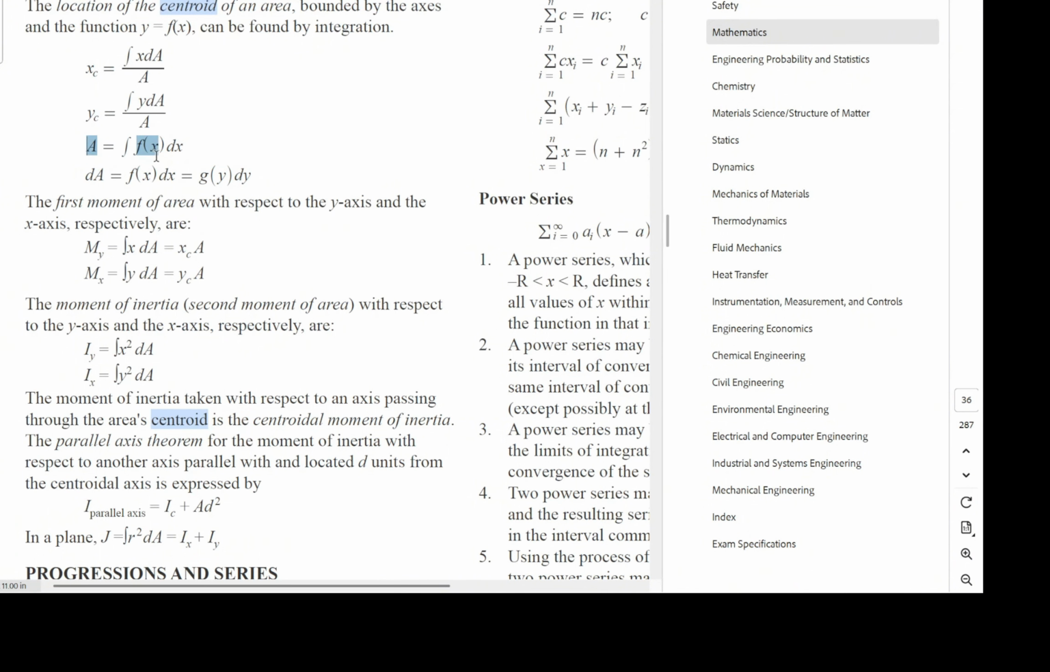Also, the formula of area: A is equal to the integral of f of x dx. In our particular scenario, it's a shaded area between two curves, a line and a curve. In that case, it will be f of x1 minus f of x2. It will basically be subtracting one equation from the other, y2 minus y1. That is what f of x means in our case, because it is the difference of two areas. It's not simply an area.